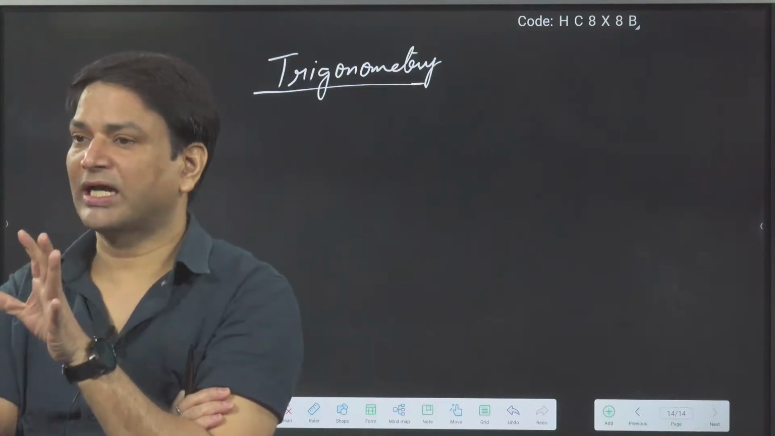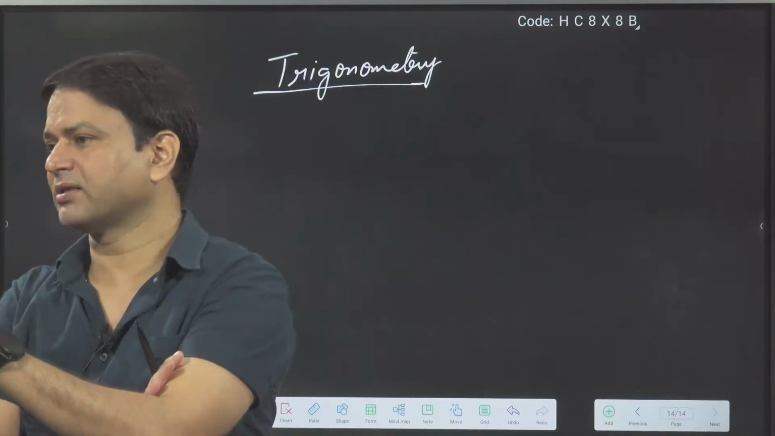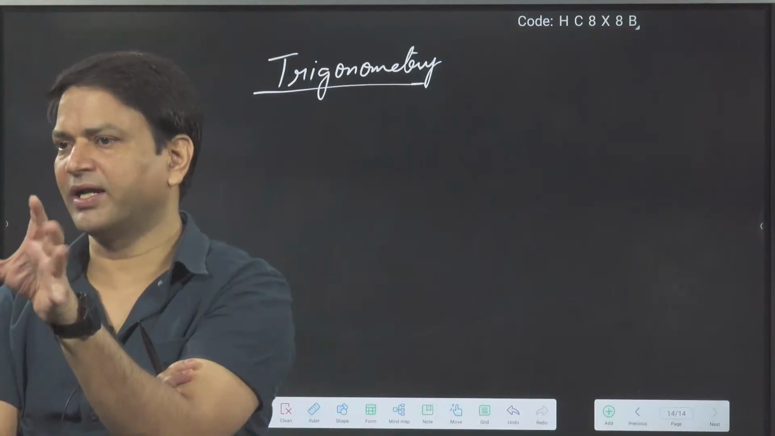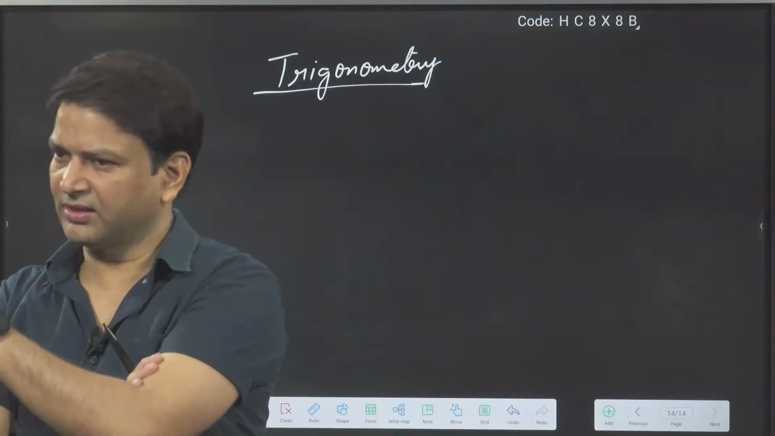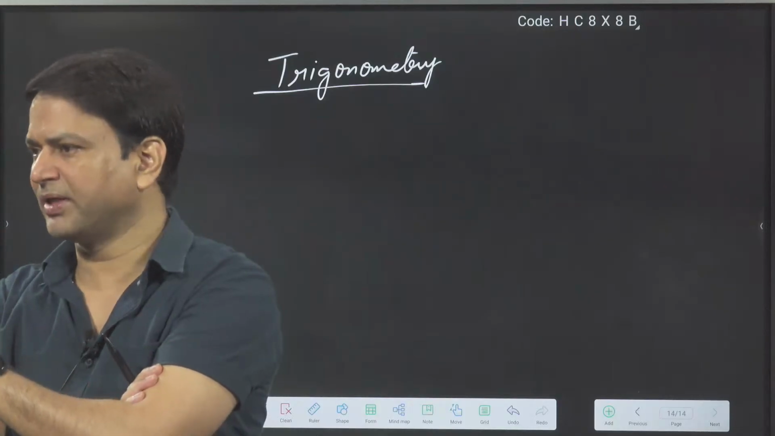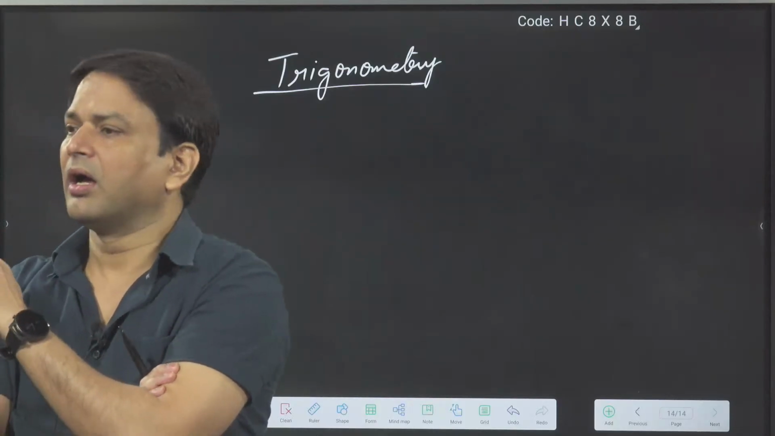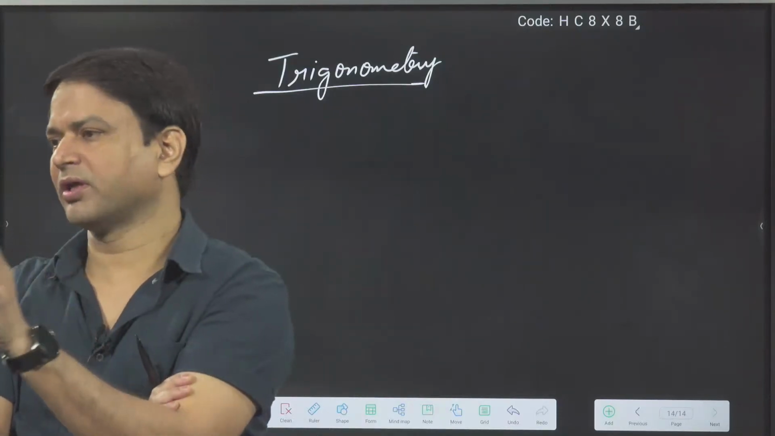Now listen to what I said. Angle has two types: one is the plane angle, and the other is the solid angle. We will not talk about the solid angle here in unit and dimension; we will only give a basic idea about it. For plane angle, we generally use the word angle only.